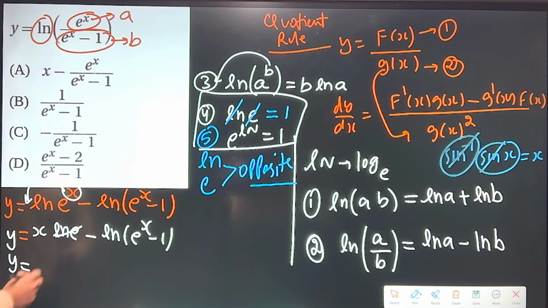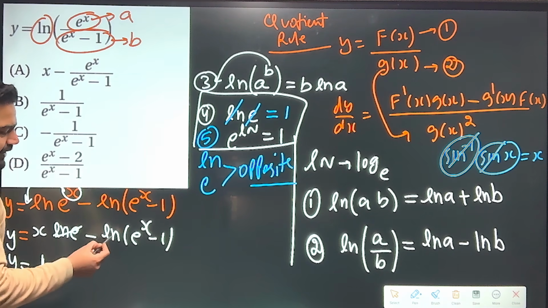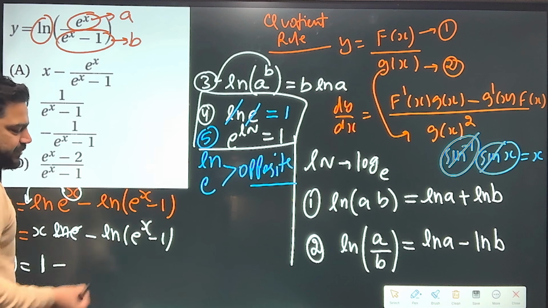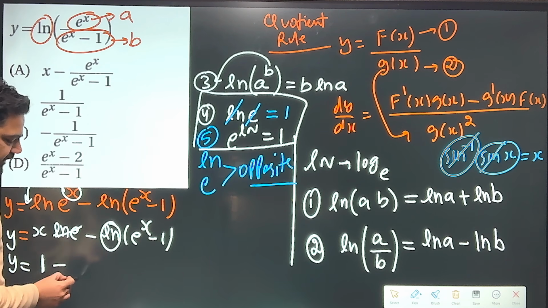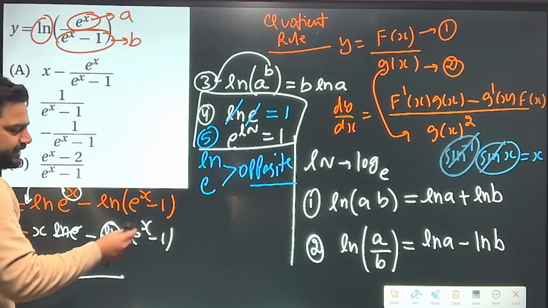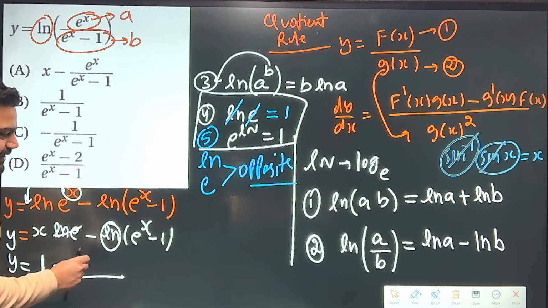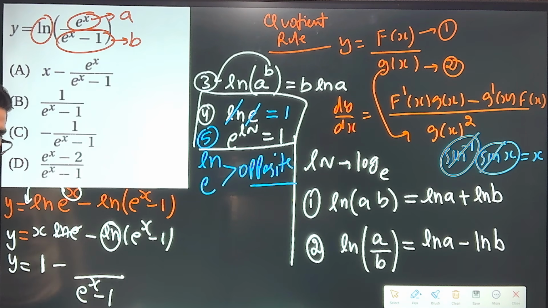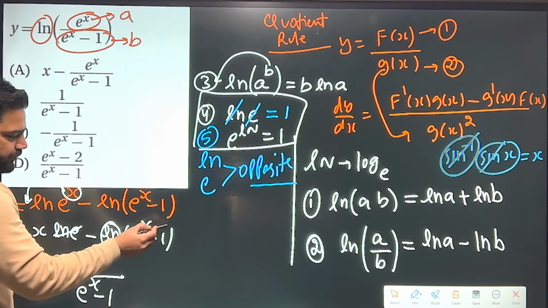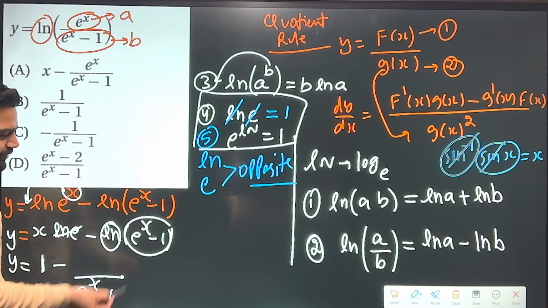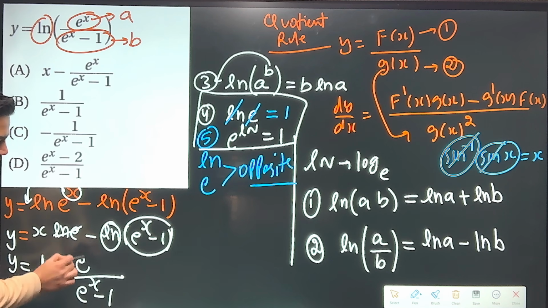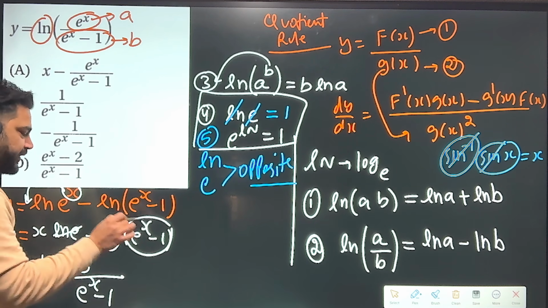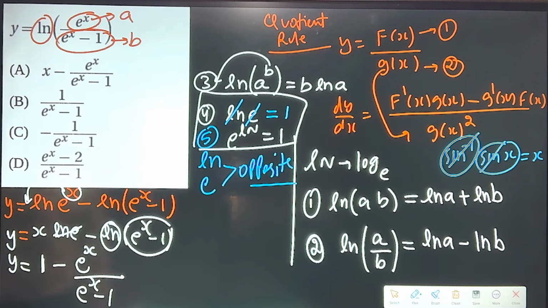So this is the first point. x will be left, and now we have to do its differentiation also. The differentiation of x will be 1. Minus, now the next function is ln, and what is inside ln? e^x − 1. What is the differentiation of ln? Whatever is inside the ln will come in the denominator. So here ln has e^x − 1, so e^x − 1 will come in the denominator. After that we have to do the differentiation of this. The differentiation of e^x is e^x, and the differentiation of −1 is 0, because the differentiation of a constant is always 0. So this is our answer.